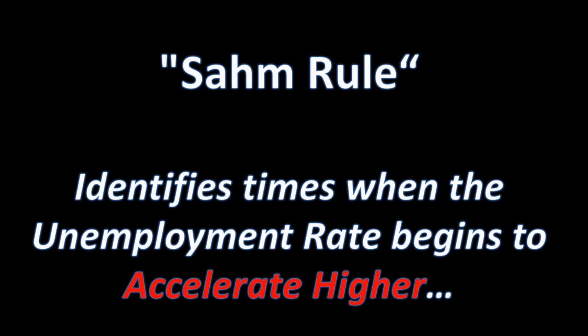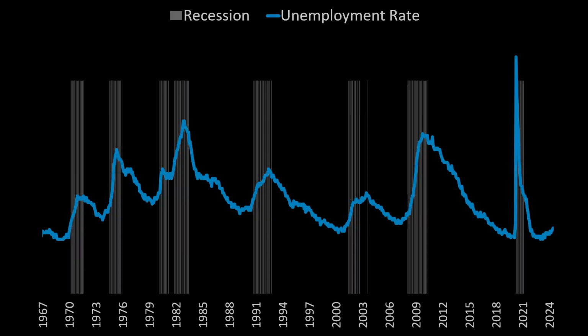The Sahm rule identifies times when the unemployment rate begins to accelerate higher. You see, it's not so important whether the unemployment rate right now is 4% or 4.1%, but rather the velocity, how fast it's going up. Let's give you some examples of what this indicator looked like during prior recessionary periods.